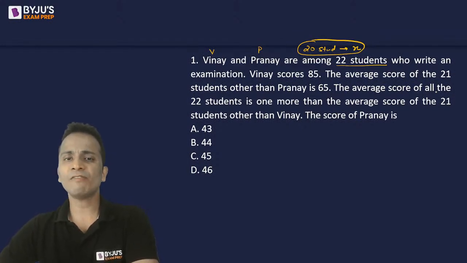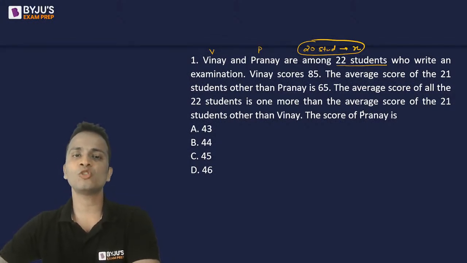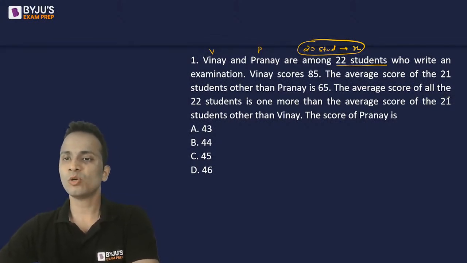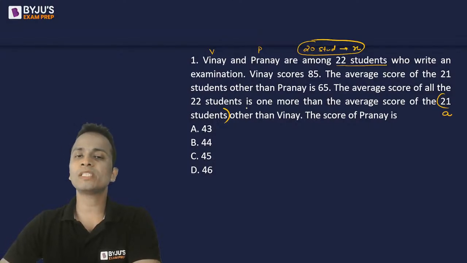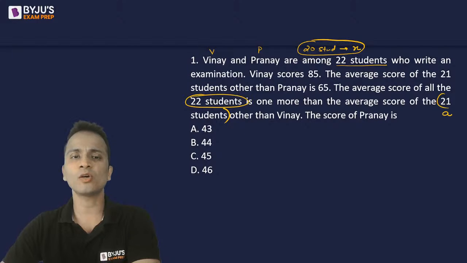Now the average of all 22 students is one more than the average of 21 students other than Vinay. So the average of 21 students, I'm assuming it as A. So the average score of all 22 students is one more than the average of 21 students.